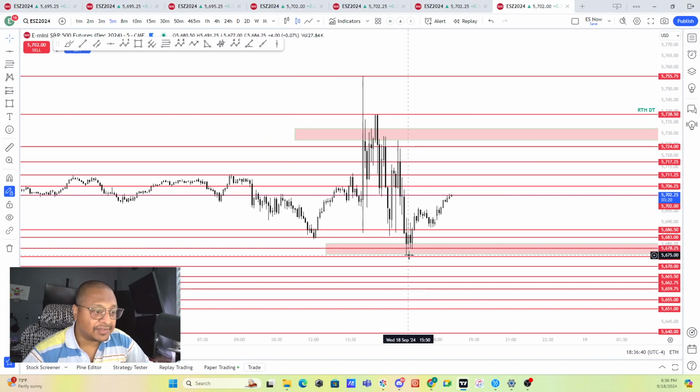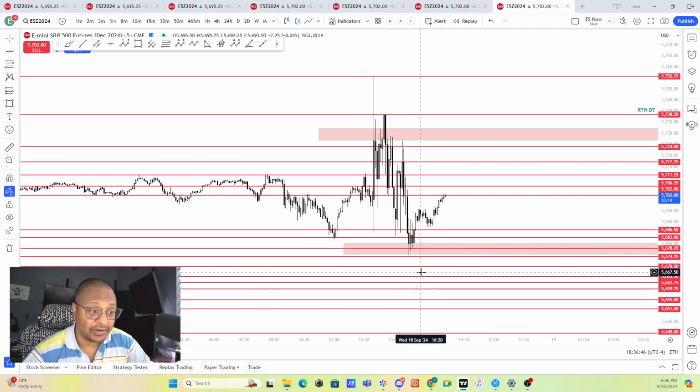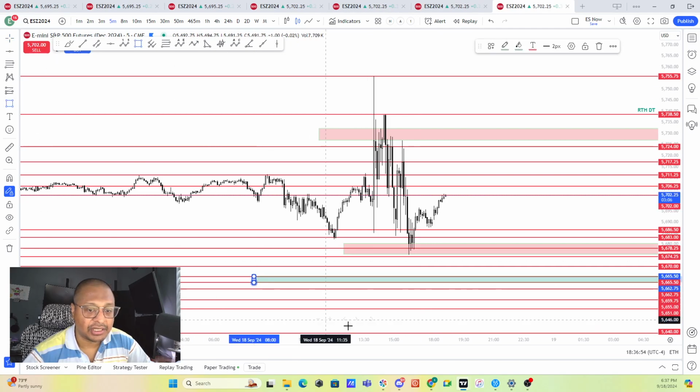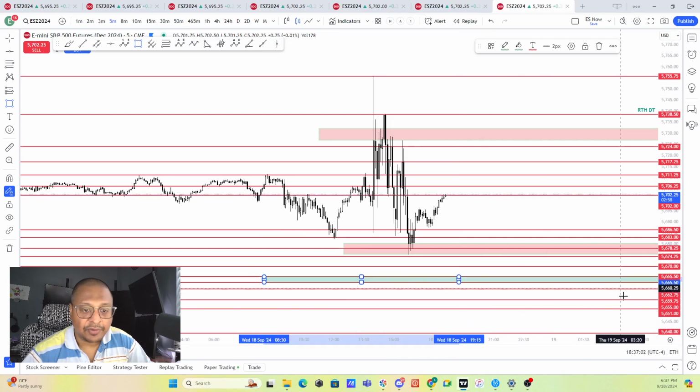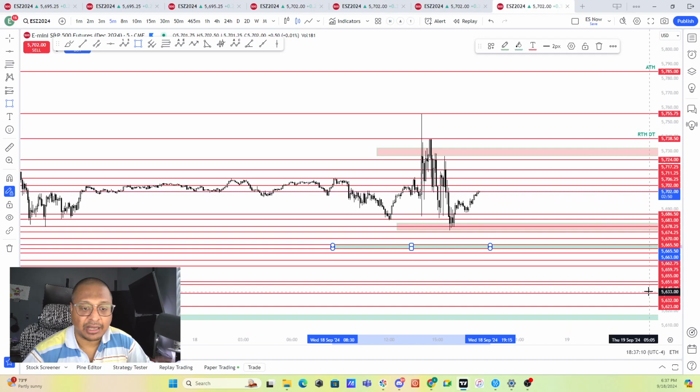On the downside, if these areas break down, if this 5675 breaks down, then we will come to this 5670. This will be another very good support. And then subsequently, we can come down to the 65 to the 62 area. Instead of these two lines, I will actually mark a box right here. If we break this down, our next target will be the 5659 or the 5660, followed by 5655, 5650, and then we can come down to this 5640 to the 38 area.